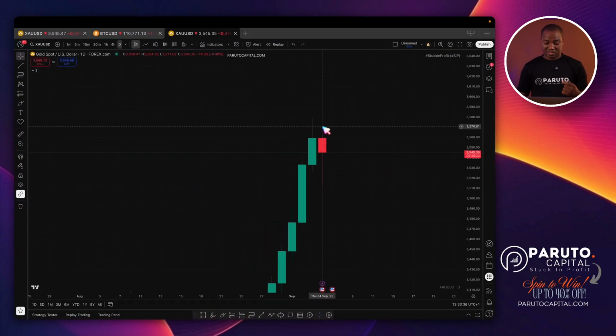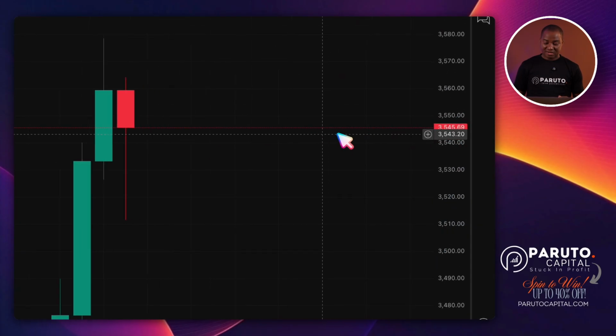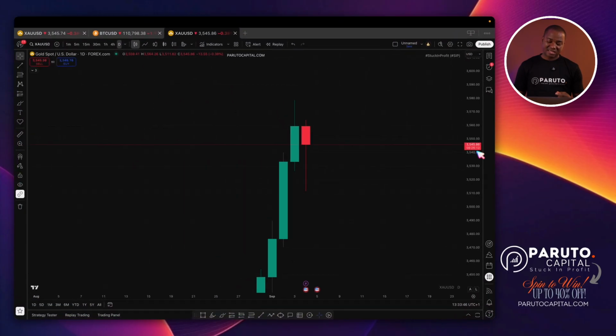You can see where my cursor is. This is the 4th of September. That's the day when I'm recording this. And this is the daily chart. If you look at the right side where my cursor is, you can see the countdown. There are about 8 hours for this candlestick to close. So this tells you that for a complete daily candle to be formed, you need 24 hours.